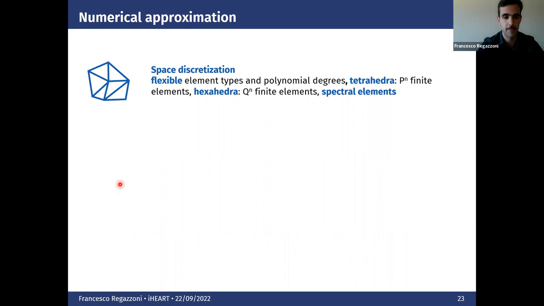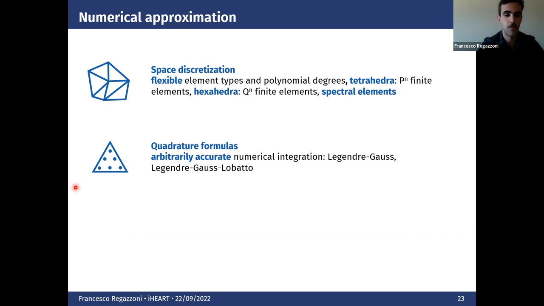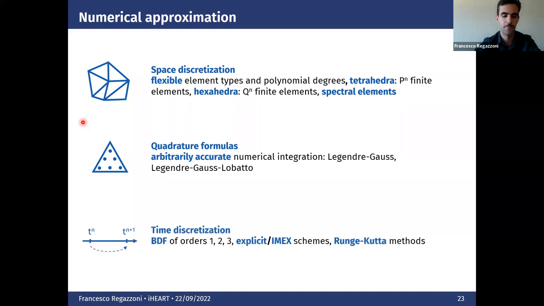Then we need to compute many integrals because the finite element method foresees the definition of integrals on all these elements. And to compute them, we use the so-called quadrature formulas that are specialized algorithms that are used to approximate integrals by a finite sum of evaluations of the integrand. Then we also discretize the time. So we split the continuous time in several sub-steps. And then we use suitable algorithms to advance in time from one time step to the other one.